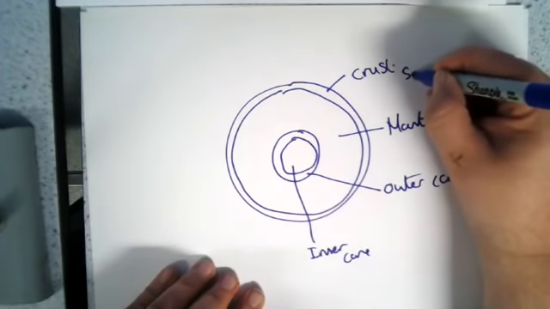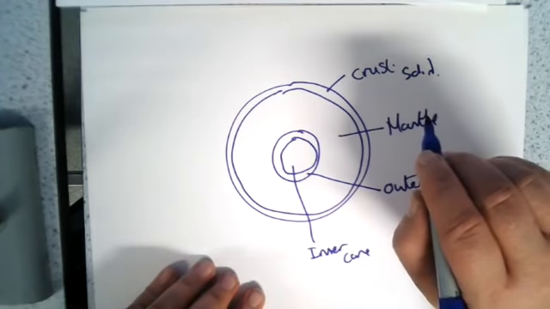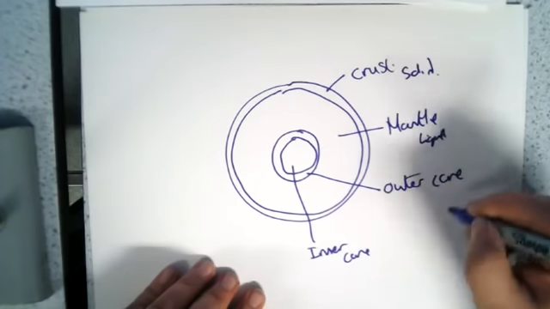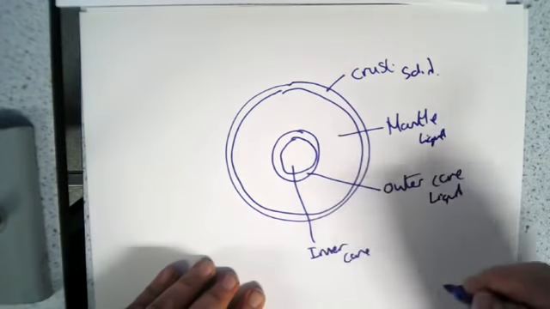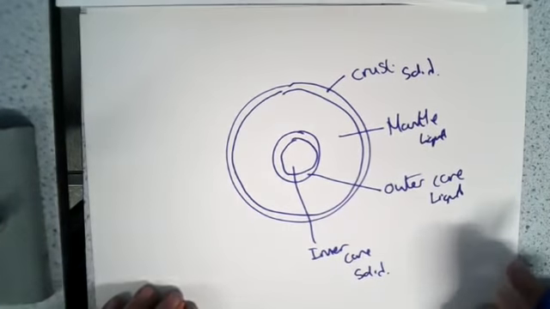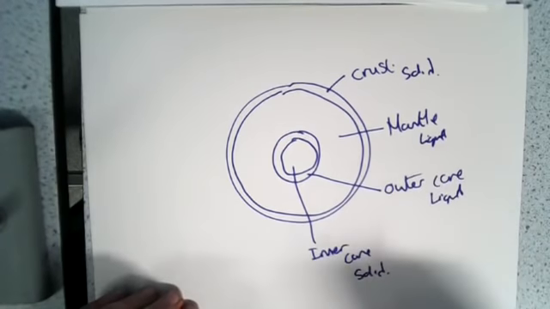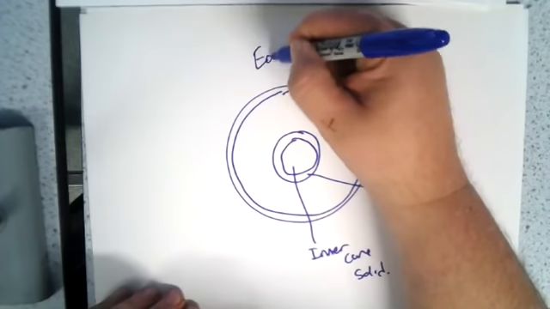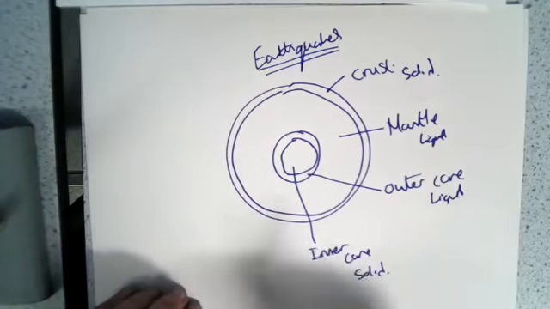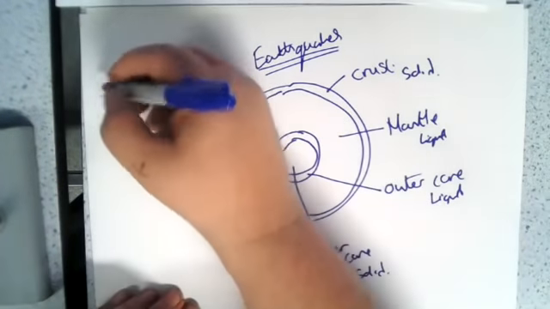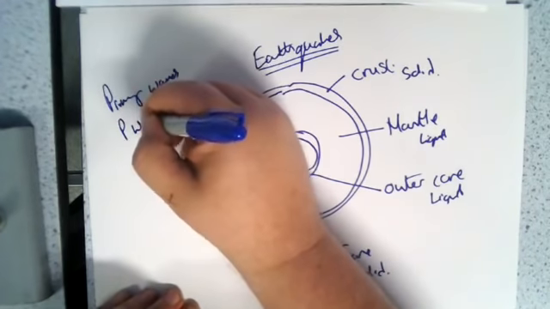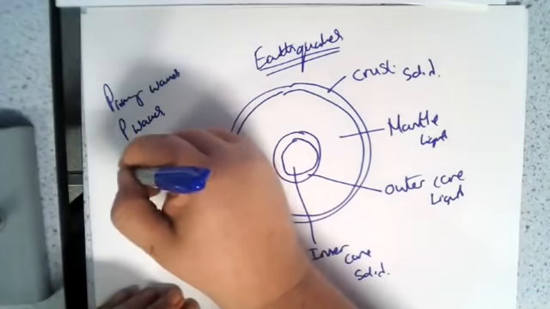Now the crust we know is solid, okay? We actually know that the mantle is like a liquid, the outer core is liquid, and the inner core is solid. All right. Now we understand the structure of the Earth through looking at the waves created by earthquakes. Okay. And earthquakes are made out of two types of waves. We have primary waves, or P waves.